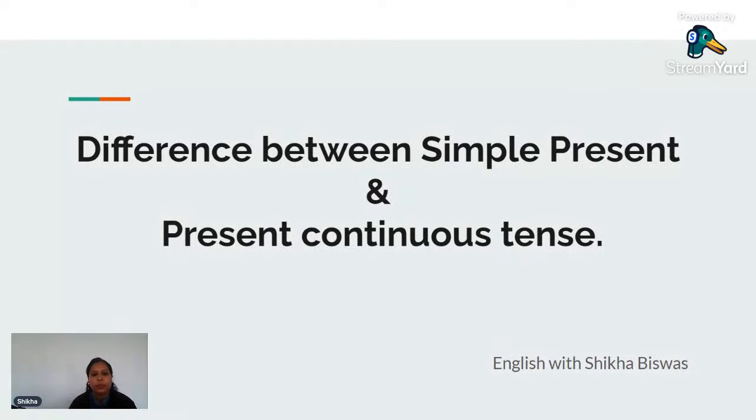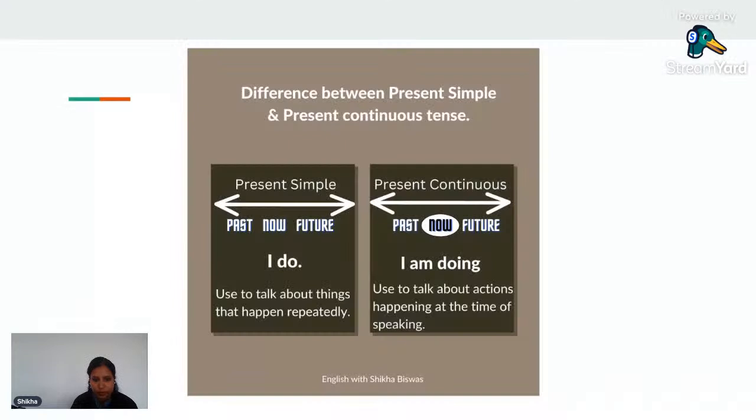Today we are going to learn the difference between simple present tense and present continuous tense. So in this picture, as you can see, in present simple, we talk about all the actions which are taking place from our past time. That means in the past also we used to do those things, now also we do, and in future also we will do such things.